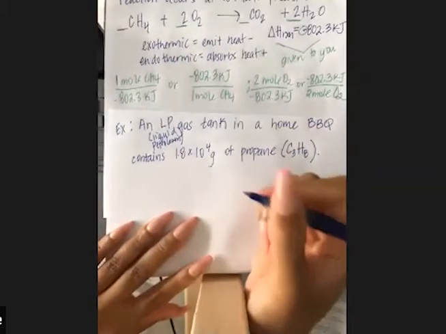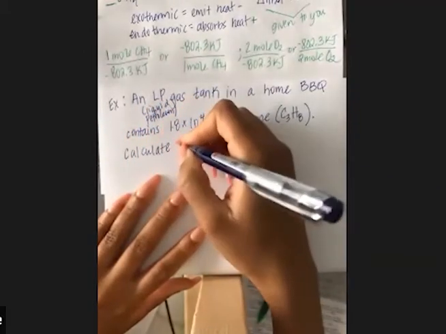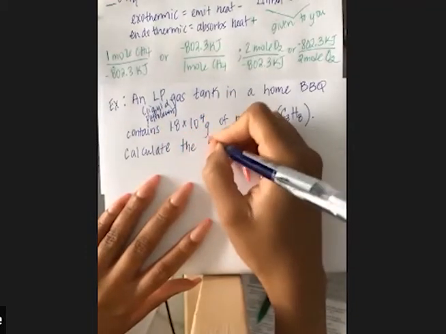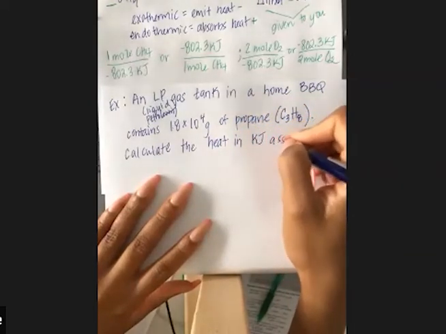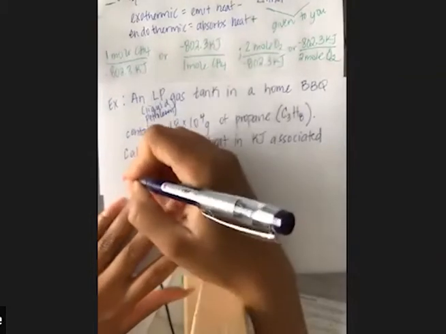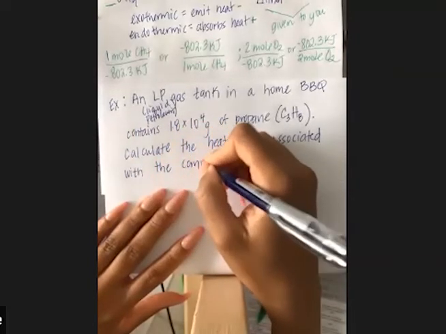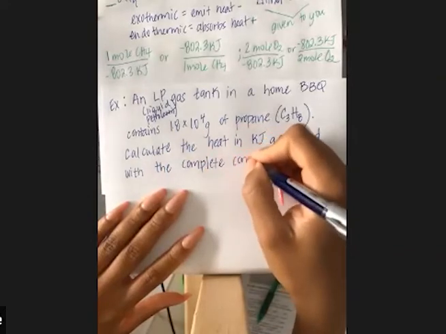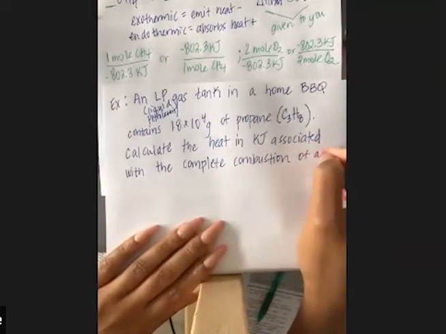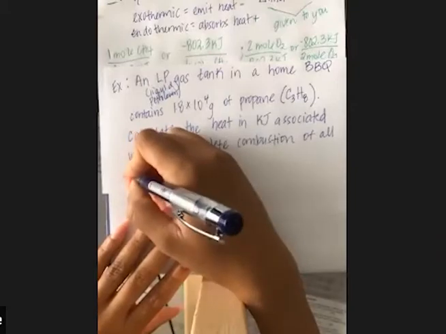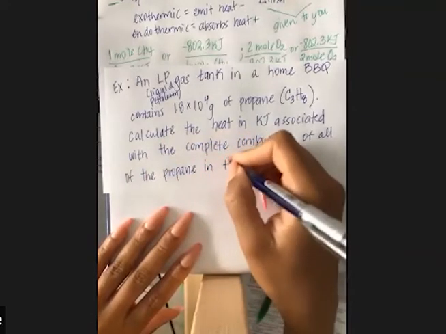And the question says, calculate the heat in kilojoules associated with the complete combustion of all of the propane in the tank.